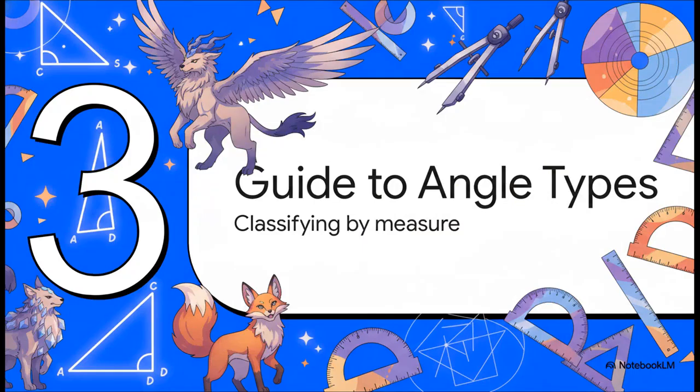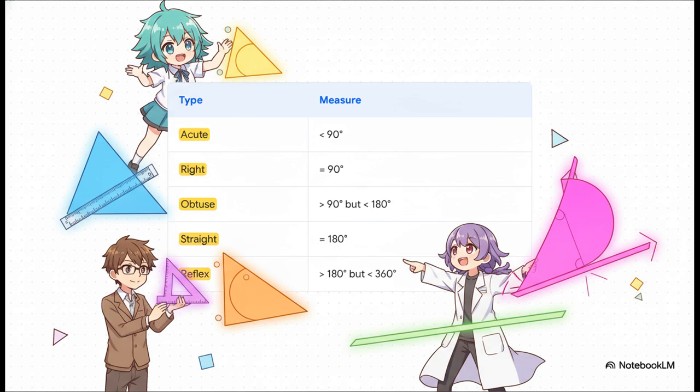The more you open them, the bigger the angle. Now, just like we classify different types of animals, we also classify angles, and we do it based on one simple thing, their size, which we measure in degrees. This table lays it all out for us. Acute angles are the little sharp ones, less than 90 degrees. A right angle is that perfect corner, exactly 90 degrees. Obtuse angles are wider, sitting between 90 and 180. A straight angle is exactly what it sounds like, a flat line, which is 180 degrees. And then the reflex angle is the big one on the outside, over 180.